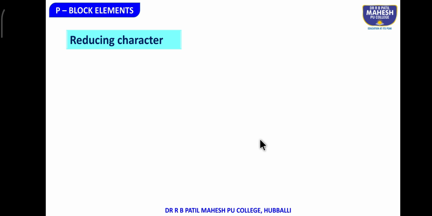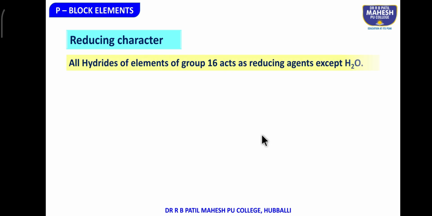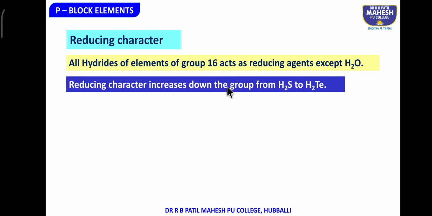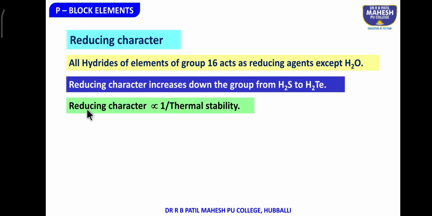Reducing character. So reducing character depends once again on how easily we are capable of giving hydrogen. So once again, students, down the group the bond dissociation enthalpy decreases, ability to give hydrogen increases, hence there is an increase in reducing character down the group. All hydrides of the elements of group 16 act as reducing in nature except water because of high bond dissociation enthalpy. Reducing character increases down the group from H2S to H2Te. So once again reducing character is inversely proportional to thermal stability.